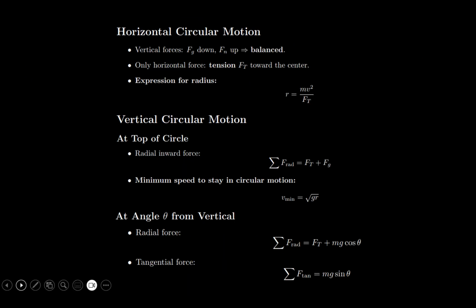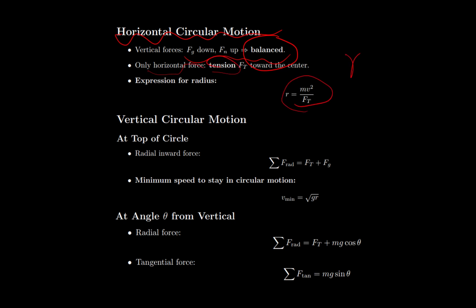Okay, so for horizontal circular motion, the vertical forces are balanced, and the only horizontal force is the tension. So the expression for the radius is the mass times the velocity squared divided by the tension.